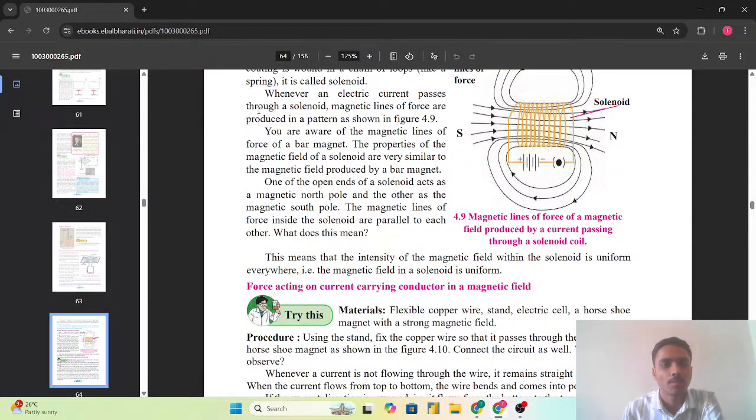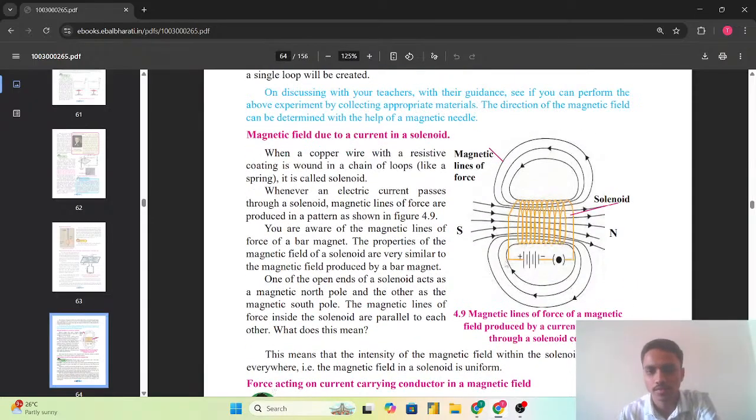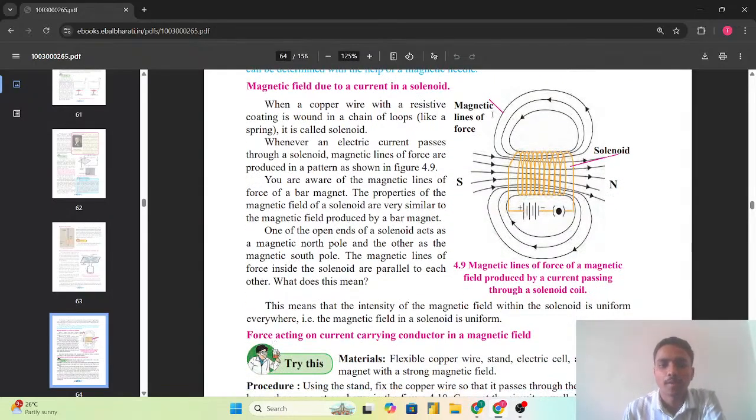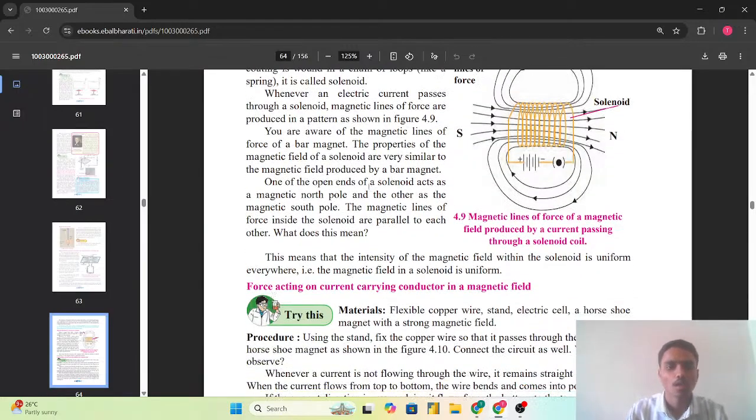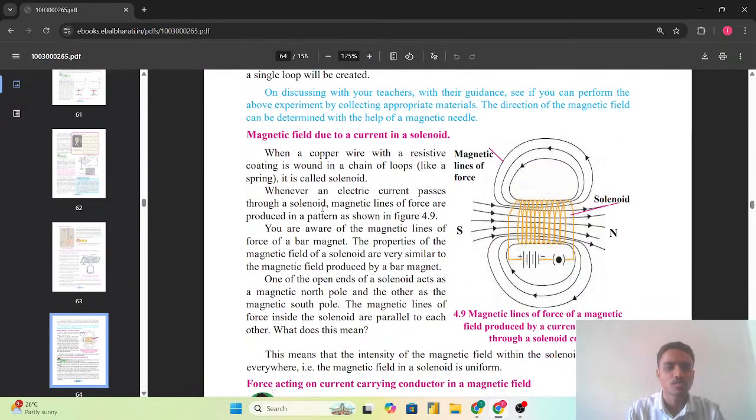Whenever an electric current passes through a solenoid, magnetic lines of force are produced in a pattern as shown in figure 4.9. As we can see here, the solenoid coil is connected in a circuit, and we can see the magnetic lines being generated.